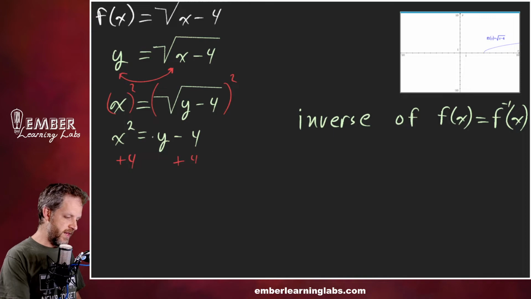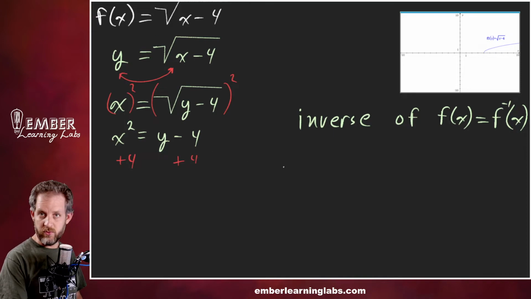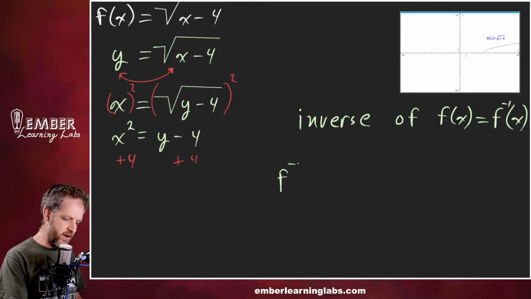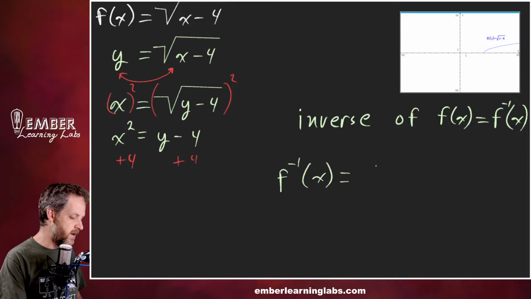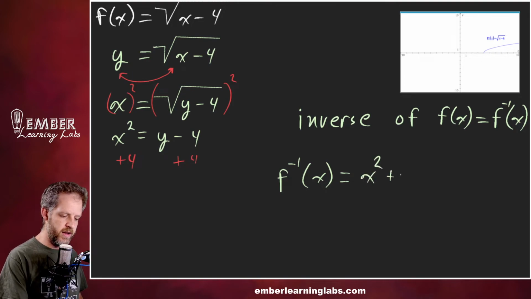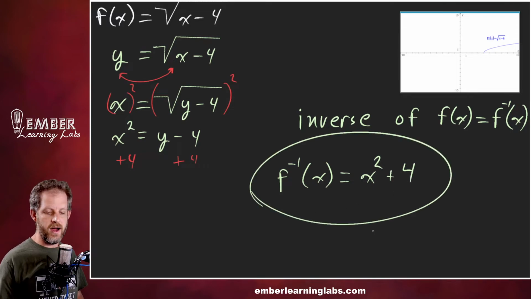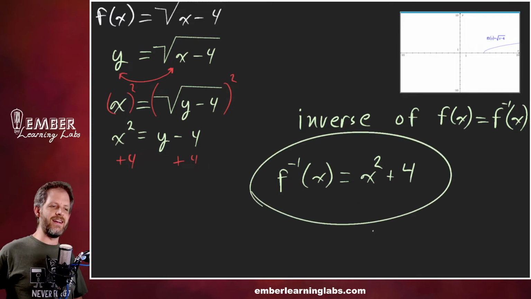Okay. So in this case, the answer would be the inverse of f of x is x squared plus 4. All right.